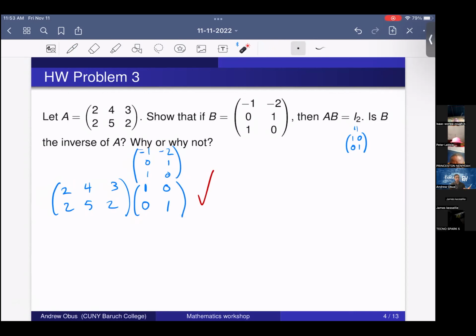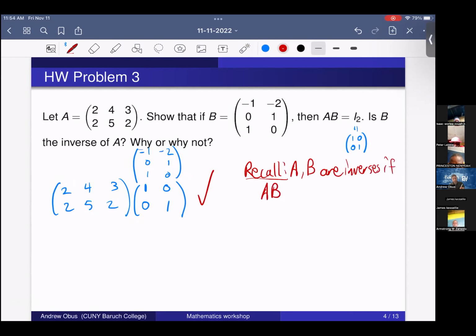Now, the problem is that if you recall, by definition, A and B are inverses if AB and BA are both the identity.